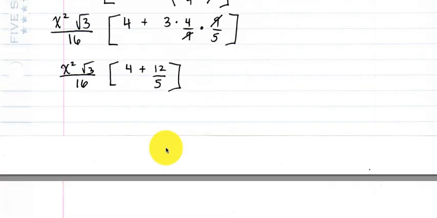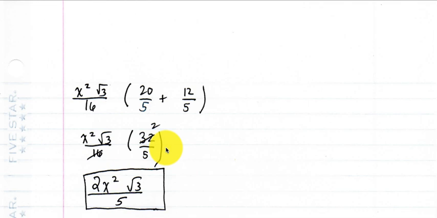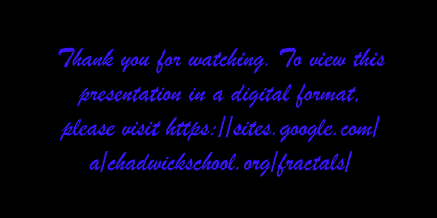You do your arithmetic, and then you find that the area of a Koch snowflake, with side length of the original equilateral triangle in the first iteration x, is 2x squared root 3 over 5. Are there any questions?